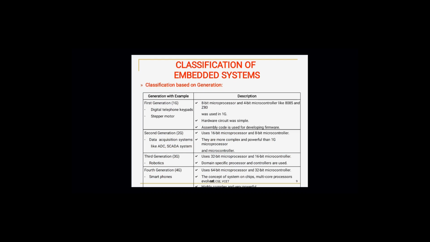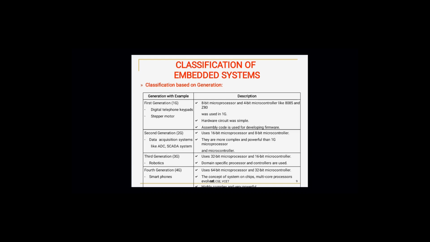Classification of embedded systems. Basically, there are 4 different categories. They have classified embedded systems based on the generation, based on the performance of the embedded system, then based on the deterministic behavior and based on the trigger. Here in the PPT, I have shown only 2 types of classification, based on the generation and based on the performance.